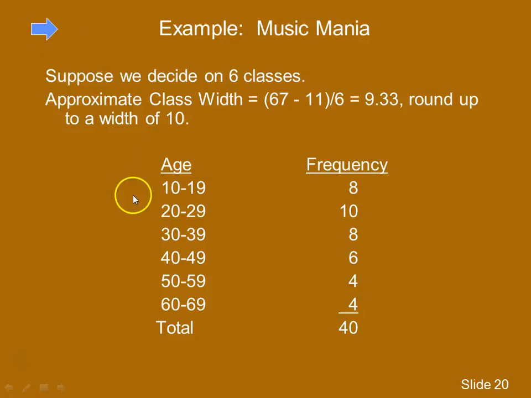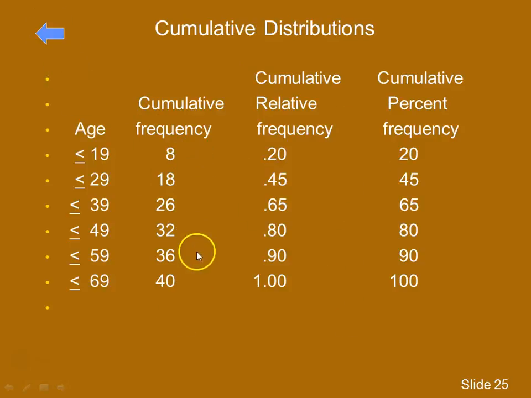Let's go back to our original data just to make sure that you see where this is coming from. We know that there were 8 people or 8 customers between the ages of 10 and 19. So by the time we got to the number 19, we had accumulated 8 of our observations. By the time we get to 29, we have these 8 plus these 10 for a total of 18. By the time we get to 39, we have 8 plus 10 plus 8 for a total of 26. And if you continue in that way, you will get these cumulative frequencies right here. 8, 18, 26, 32, 36. And by the time you get to the last category, of course, all 40 observations had to be less than or equal to 69.